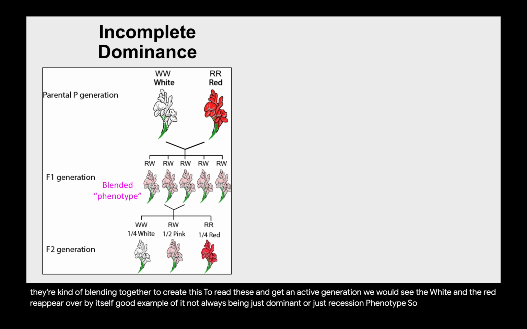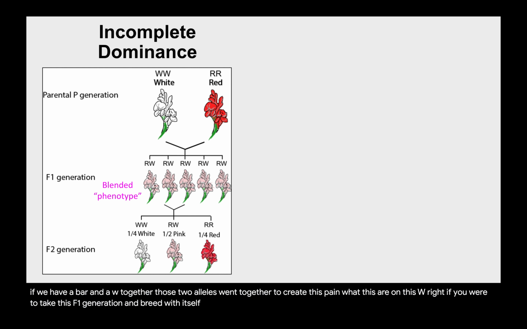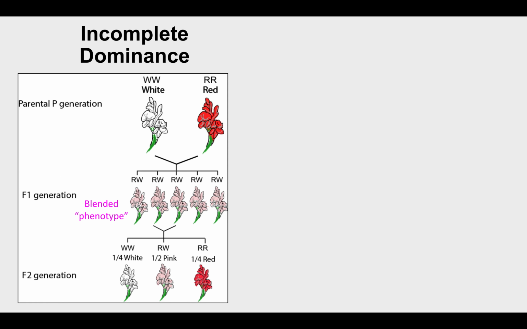So in this instance, if we have an R and a W together, those two alleles blend together to create this pink. But if we were to take this F1 generation and breed it with itself, we could once again get a combination of just W's or just R's, which would lead to the red or the white showing back up. Does that make sense? So we're not changing what alleles are present. It's just that the way they're expressed is a little bit different than fusion here.